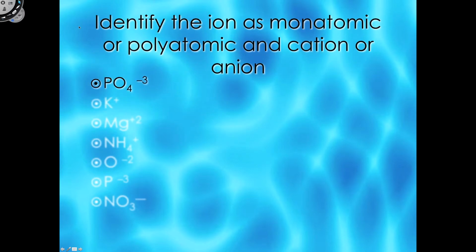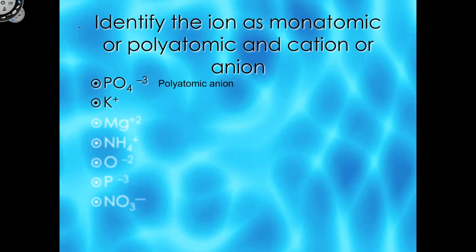So let's look at some examples here. We have the phosphate ion. It has a negative charge, and it's made up of 2 or more elements. So we say it's polyatomic because it's 2 or more elements, and it's negatively charged, so it's an anion. Polyatomic anion.